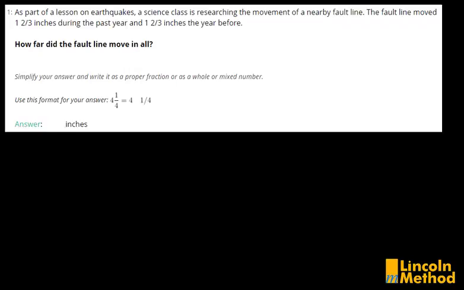As part of a lesson on earthquakes, a science class is researching the movement of a nearby fault line. The fault line moved 1 whole 2 over 3 inches during the past year and 1 whole 2 over 3 inches the year before. How far did the fault line move in all? Simplify your answer and write it as a proper fraction or as a whole or mixed number.